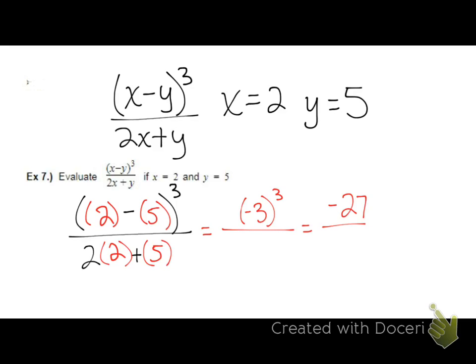In my denominator, the first thing I need to do is what? 2 times 2 is 4. 4 plus 5 is 9. And now this will simplify to a negative 3. Questions, concerns about any of these problems? For sure?